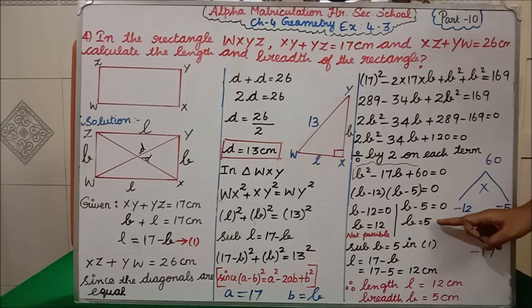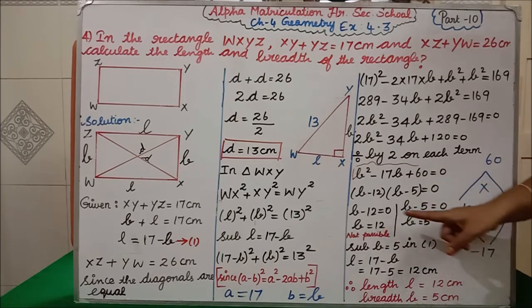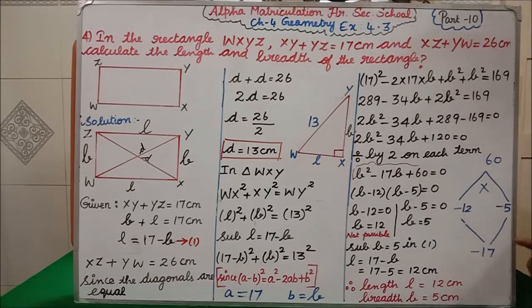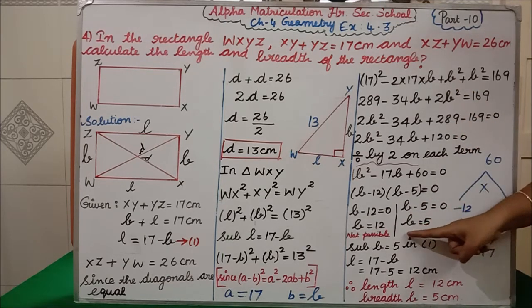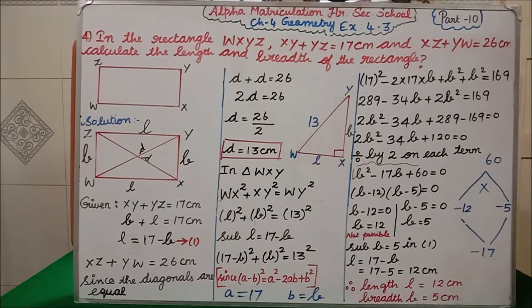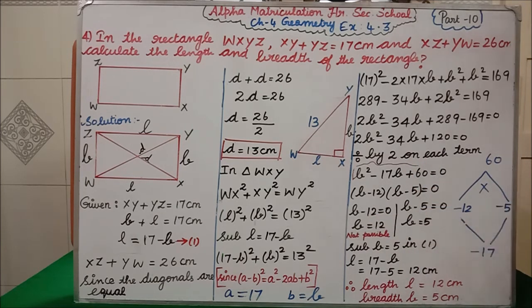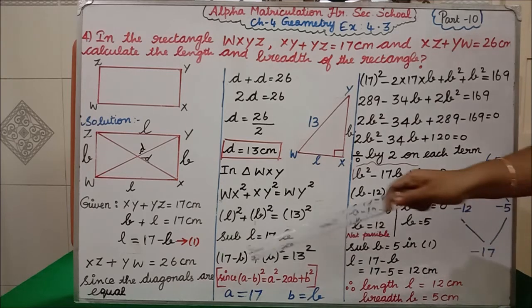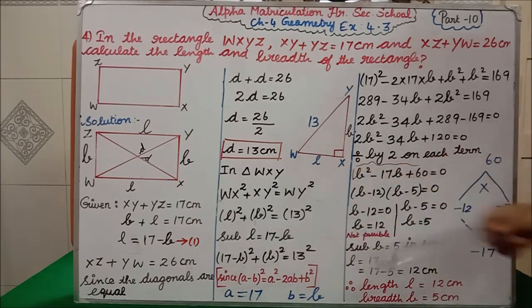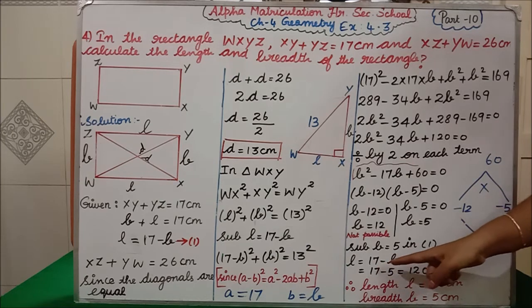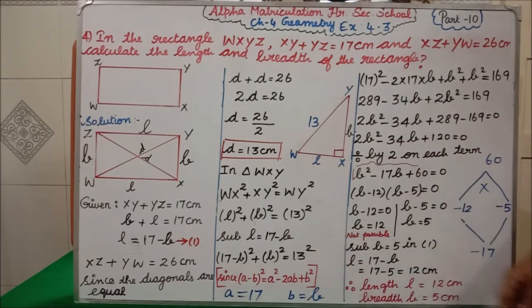Students, we have got two values, and from those two values we are taking only one value, which is B equal to 5. Clear? We have got two values for breadth. First breadth is 12, second breadth is 5. But we are neglecting this 12 value and taking breadth equal to 5. Now I am substituting this breadth equal to 5 in equation 1, where we have written L is equal to 17 minus B.